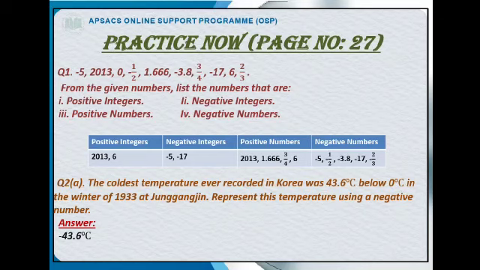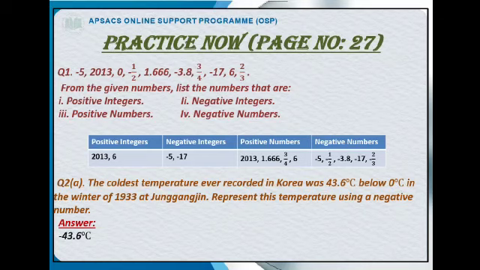From this practice now, question number 1 is: here are some numbers given below. -5, 2013, 0, -1 upon 2, 1.666, -3.8, 3 upon 4, -17, 6, 2 upon 3. From the given numbers, list the numbers that are positive integers, negative integers, positive numbers and negative numbers.